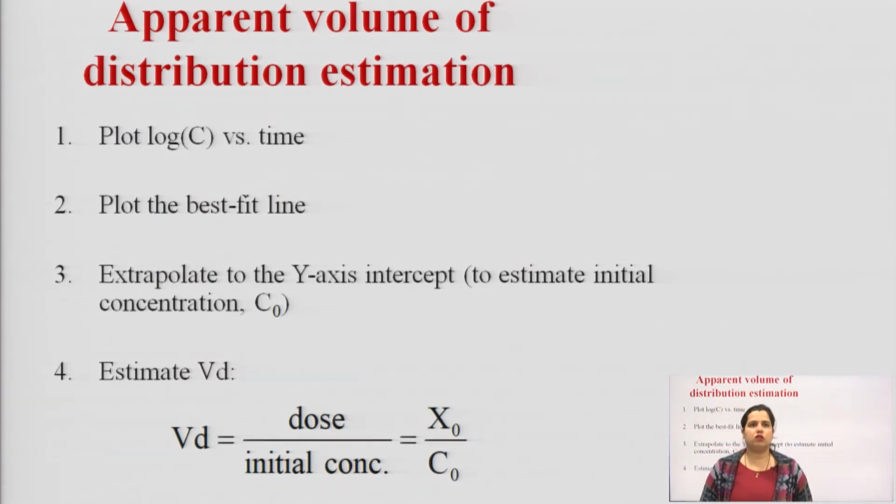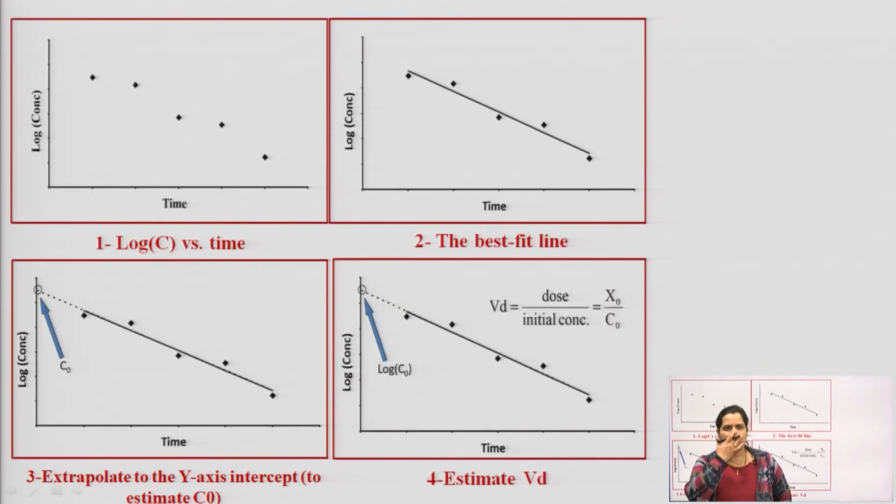So, apparent volume of distribution estimation can be identified using plot log C versus time, plot the best fit line, extrapolate to y axis intercept to estimate initial concentration, estimate Vd. So, all these plots we have discussed earlier in our previous sessions. So, this is the final formula to calculate volume of distribution. So, these are different types of graphs we have here, log value and time, log concentration. These are different representations basically.